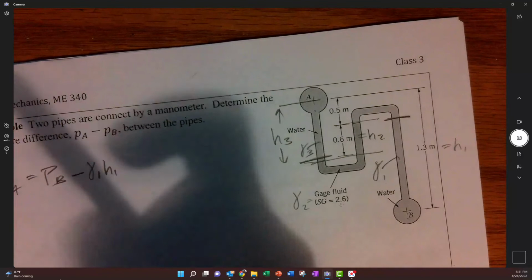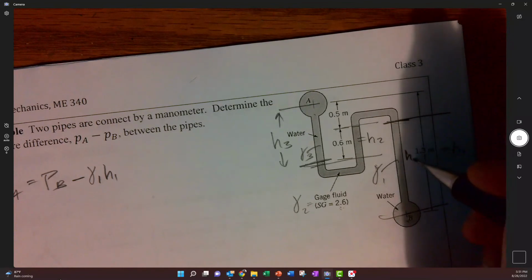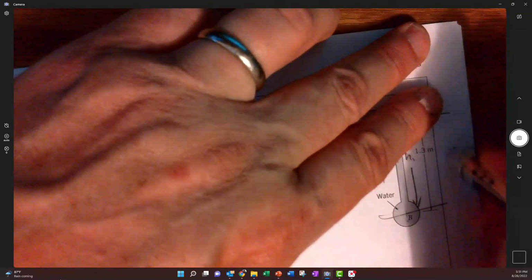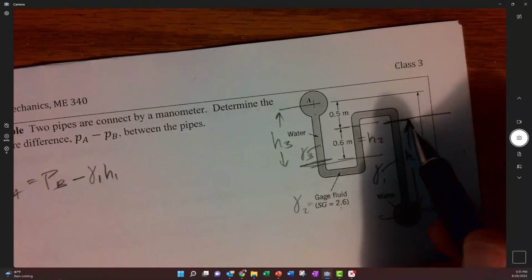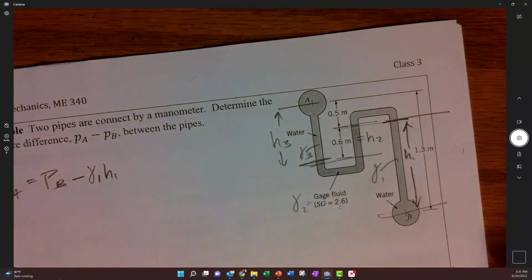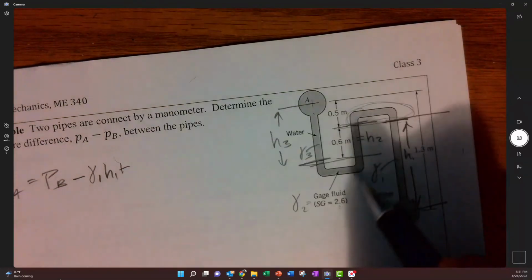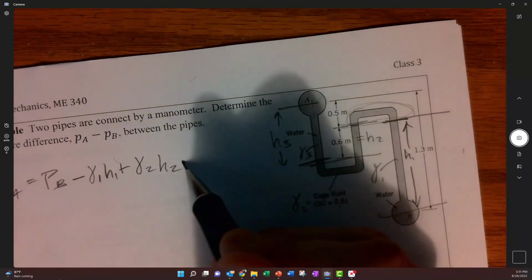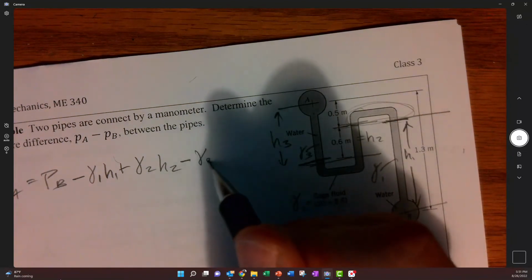Whoops, gotta be careful here. This should be H1 right here. So I went too fast. This is H1, sorry. So that's okay, that's right. So we get to this spot right here, and we don't really care about this stuff right here. This doesn't play, it has to be at the same level of the interface. So we're going to swim downwards, and that's just going to be our gamma 2 H2, and then we're going to swim upwards again to get to A. So we're going to take gamma 3 H3.